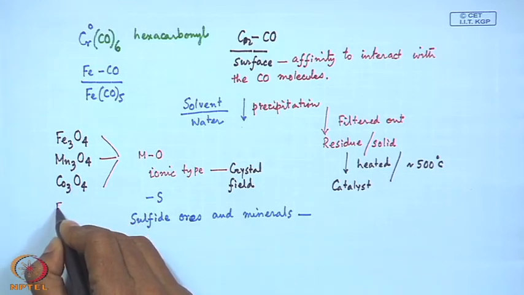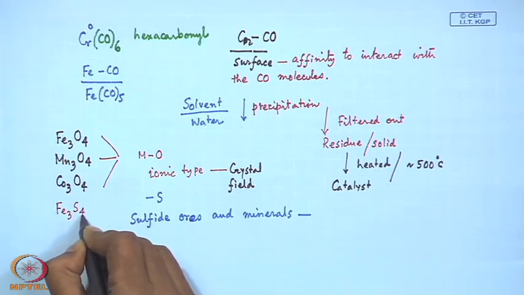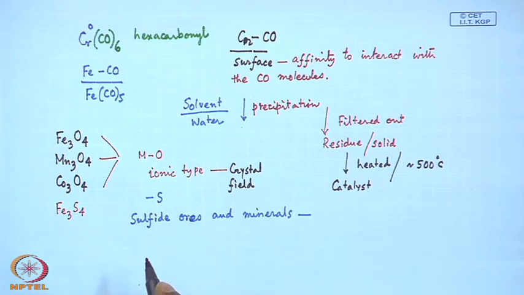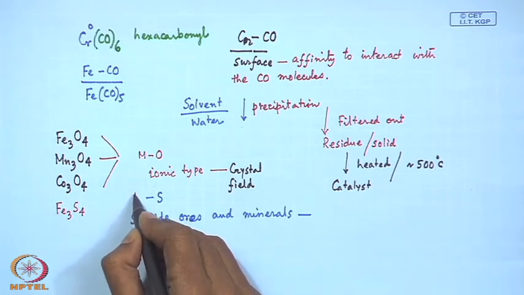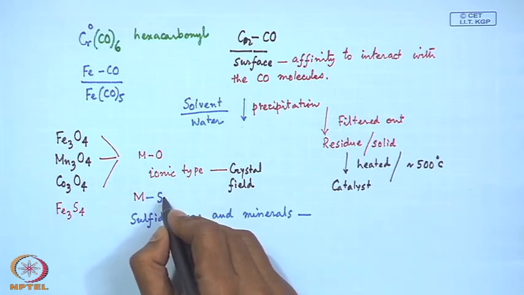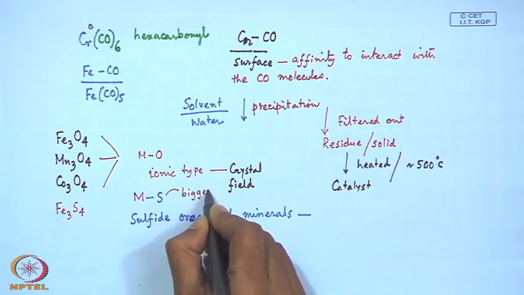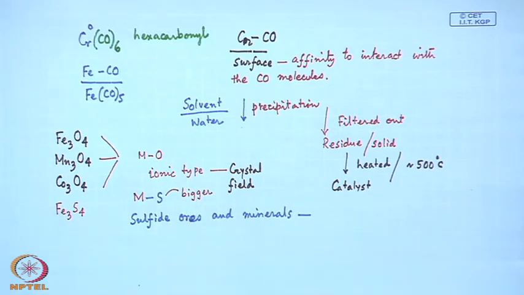these sulfides, we will have the corresponding formula of these as Fe3S4, Mn3S4 or Co3S4, where we can have the metal sulfur bond, where the sulfur is a little bit bigger in size compared to the oxygen atom present in the spinel.